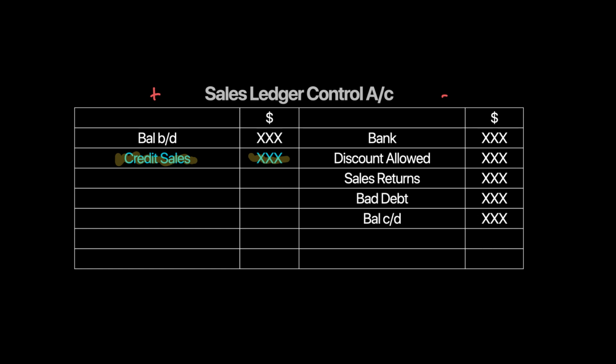Now over here, using the sales ledger control account, our job is to calculate this missing figure, which is credit sales. Right? So using the sales ledger control account, we can find the missing information, credit sales, in a question for incomplete records. Okay, now what about cash sales? How should a cash account look like? Let's take a look at that as well.